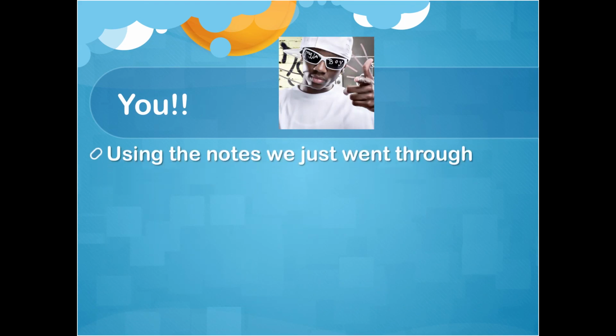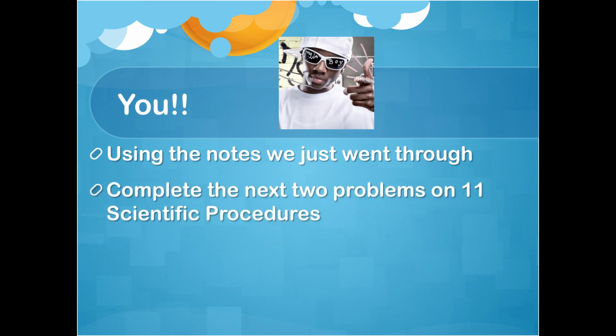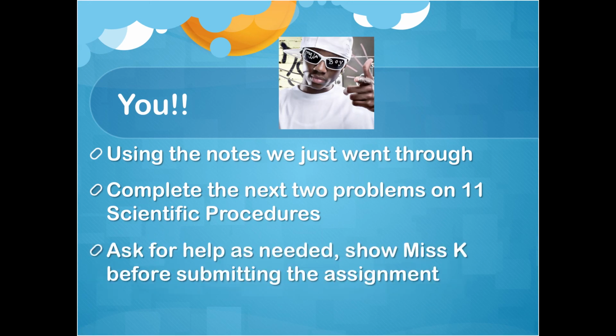All right, so with that introduction, it's time for you to try some of this stuff on your own. So we just went through some notes. You have 2 more example problems on the handout, Scientific Procedures. So now what I want you to do is work through those examples, ask for help as needed, and then when you think that you're done, show Miss K before you submit that assignment.